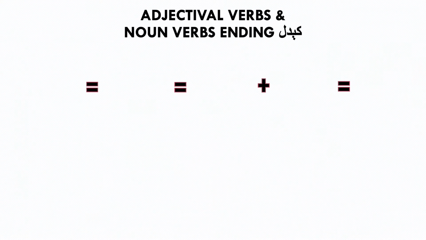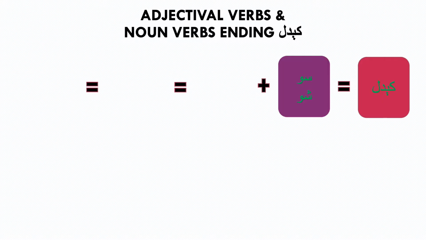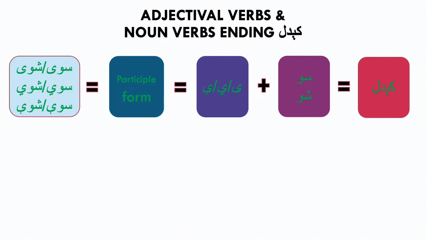Adjectival verbs and noun verbs ending kedal. The kedal part of the verb becomes so or sho, then you add the correct form of the yes, and then you get the participle form of the verb, which is sawi or shawi, sivi or shivi, save or shave.